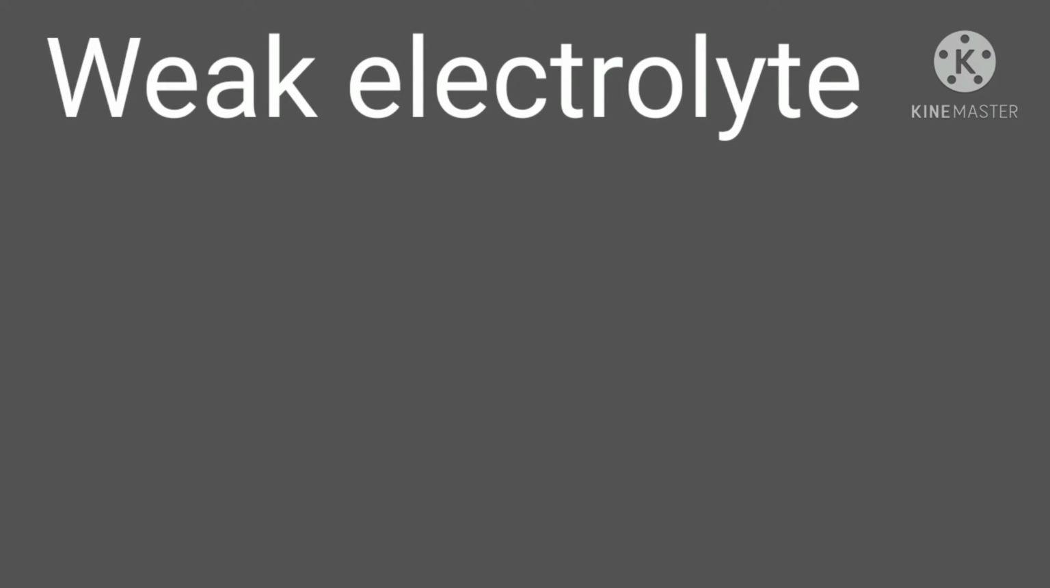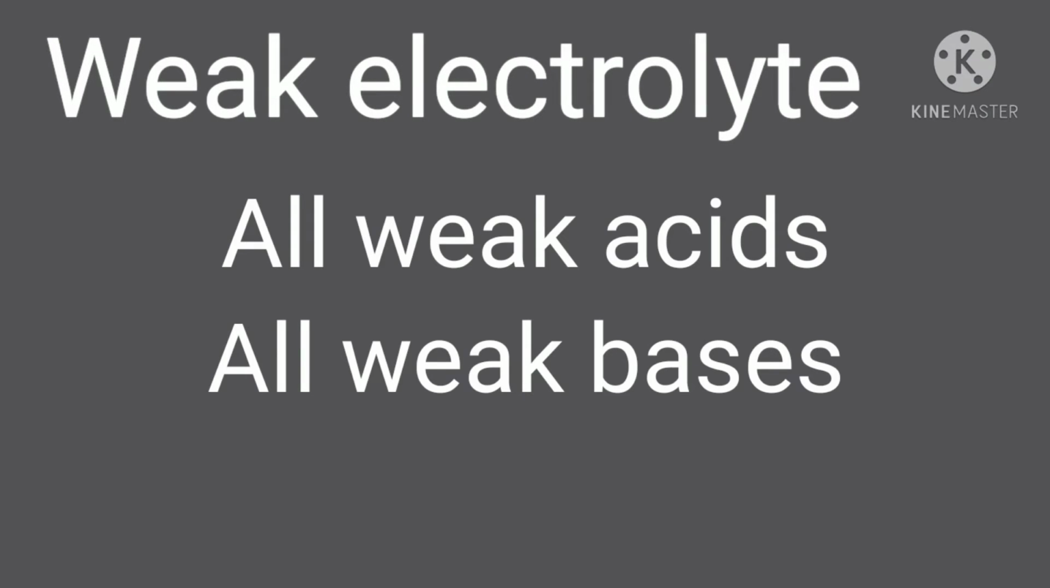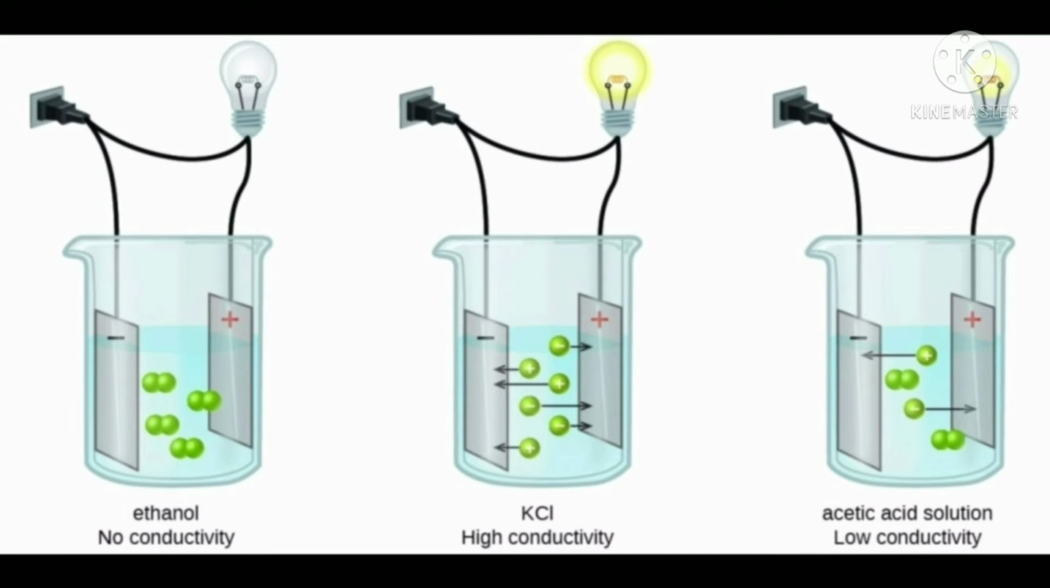Next, weak electrolyte. Weak electrolyte example is all weak acids, all weak bases and the salt of all weak acids and bases. It allows only small amount of electricity to pass through it.